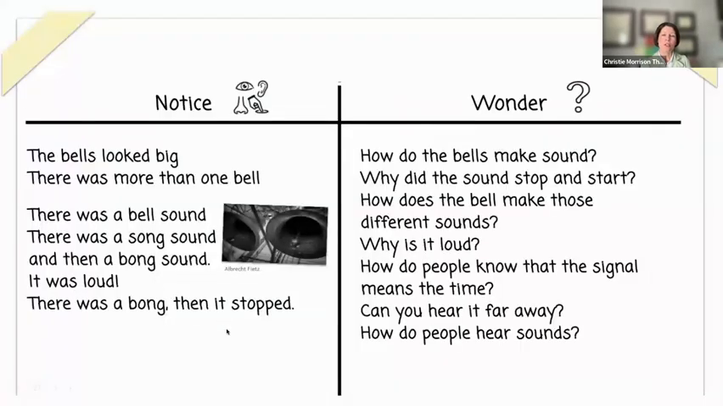During this discussion, students generate noticings and wonders about the clock tower and bells. Students may notice there's more than one bell, and they may wonder why the bong sound stopped and started. They may also generate questions about who hears these sound signals, how people hear sounds, and how the sounds get to people.